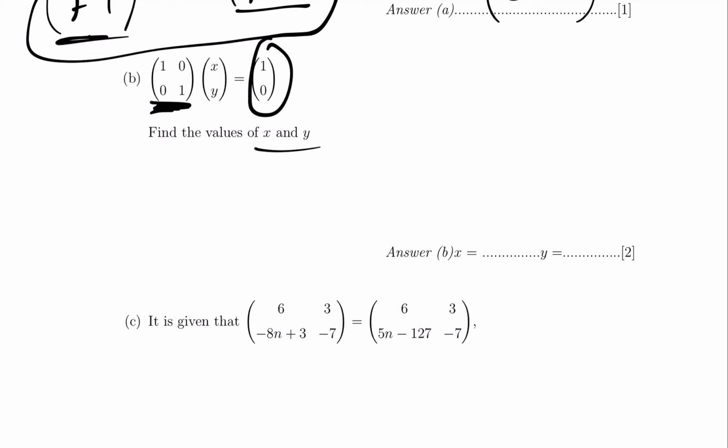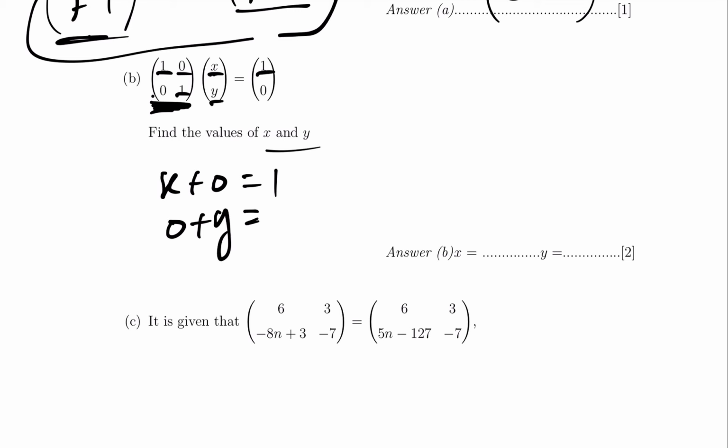1 0. So now they are asking us the value of the unknowns, x and y. So here we're saying 1 times x, we get x, plus 0 times y, we get 0, is equal to 1. Again, 0 times x, we get 0, plus 1 times y, we get y, is equal to 0.